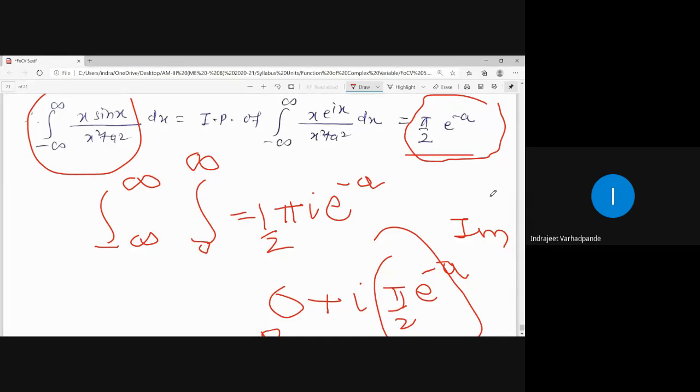Original question contains 0 to infinity, we have calculated the value for minus infinity to infinity, and therefore the imaginary part is also the coefficient of i. इमेजिनरी पार्ट में i नहीं लिखना है, imaginary part is the coefficient of i, the term which is free from i is the real part. That is how we have to simplify and get the answer.